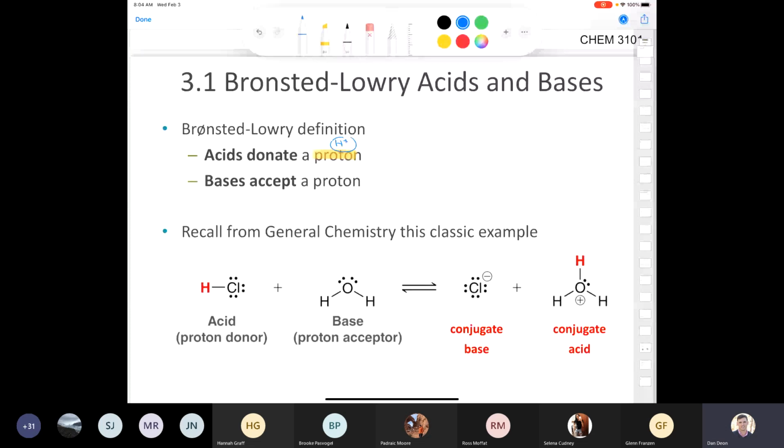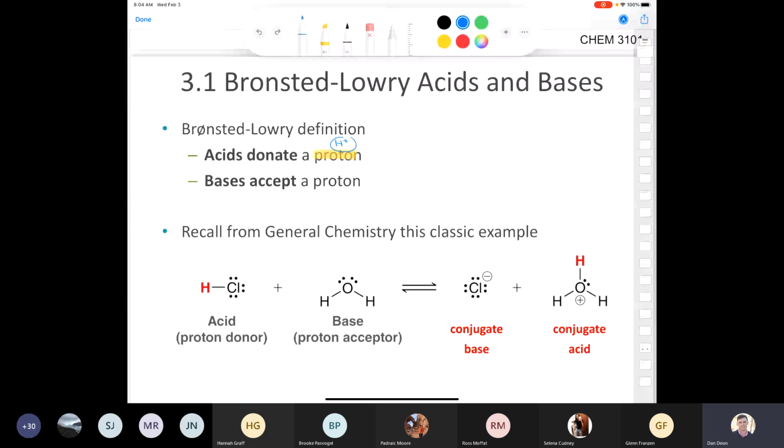So the Bronsted-Lowry definition of an acid is that an acid donates a proton. Here's a classic example right down here at the bottom. HCl is an acid. If you put HCl in water, it's going to donate this proton, H+, to the water to form hydronium and chloride. So there you go. You see how the Bronsted-Lowry definition of an acid works.